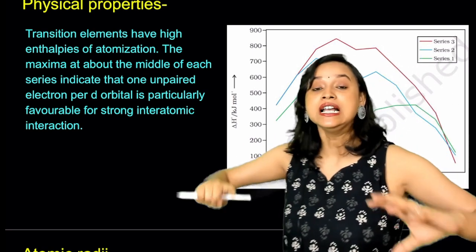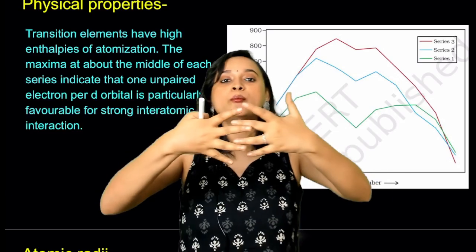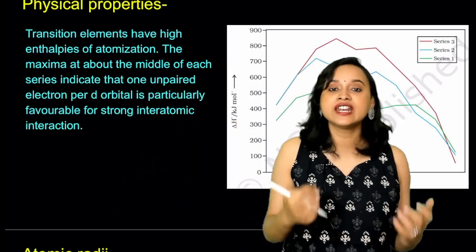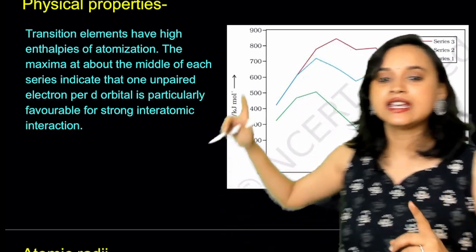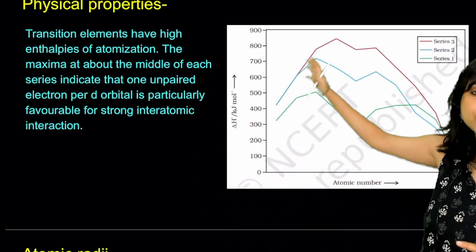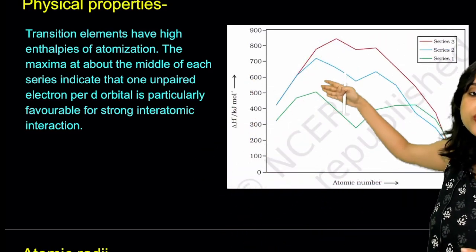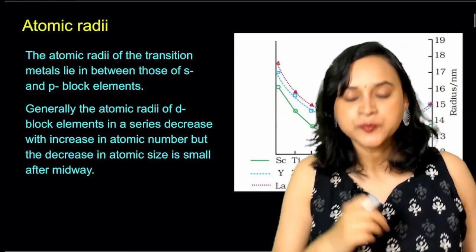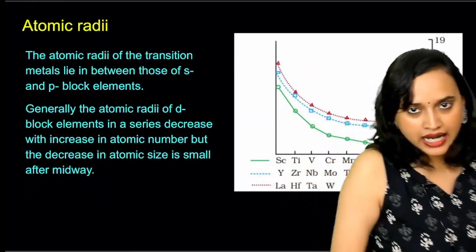That means chromium can give away 6 electrons and form bonds with 6 electrons. And to break apart that bond, you will require a very, very high enthalpy, and that explains the enthalpy of atomization being higher for chromium here. You get to see that, everybody? Do we all understand this? Amazing. Now, let us get into atomic radii.